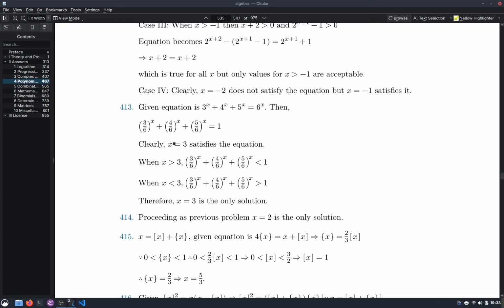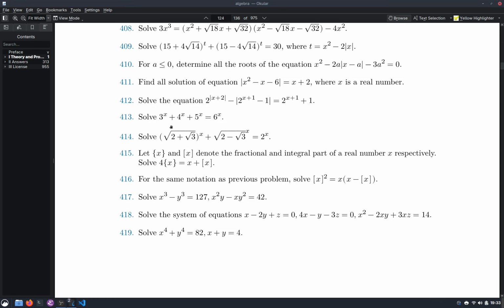Now we take the case when x is greater than 3. When x is greater than 3, the sum on the left hand side is less than 1, and when x is less than 3, the sum on the left hand side is greater than 1. So we see that x is equal to 3 is the only solution.